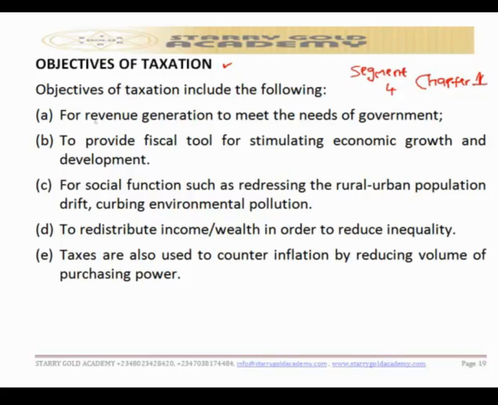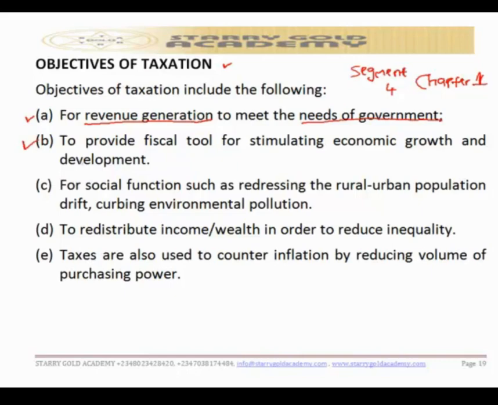A, revenue generation. This is the very key objective. The main aim of taxation is to generate revenue to meet the needs of the government. Very clear and simple. The needs of government are so many: to provide infrastructure and to do a lot of things. So revenue generation to meet the needs of government is the first objective.